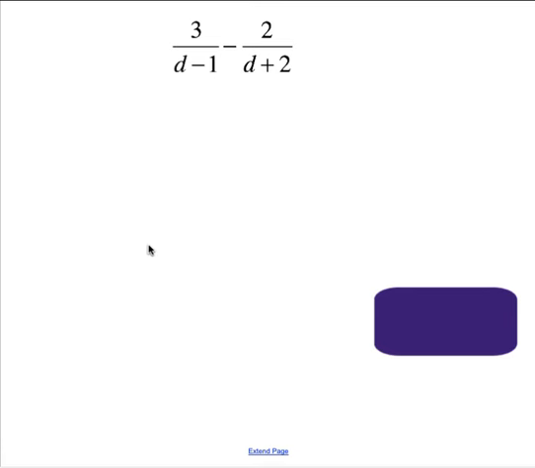Now, sometimes it's a little more complicated. And so, first of all, again, I have subtraction. I'm going to change this to addition and make this a -2. Now, remember, this denominator is just d minus 1, and this denominator is d plus 2. So the common denominator is just going to be d minus 1 times d plus 2. That is the common denominator.